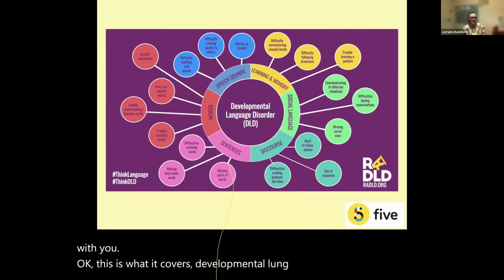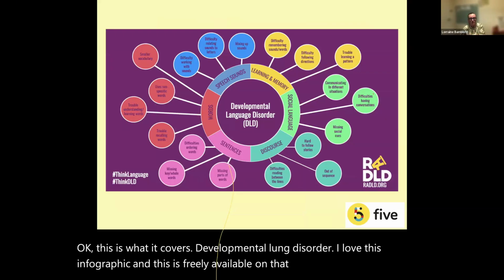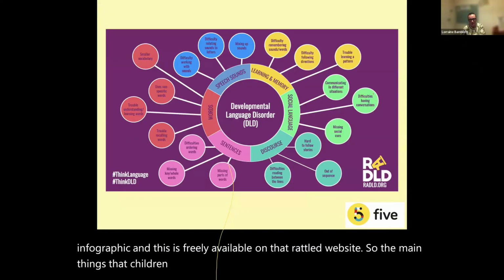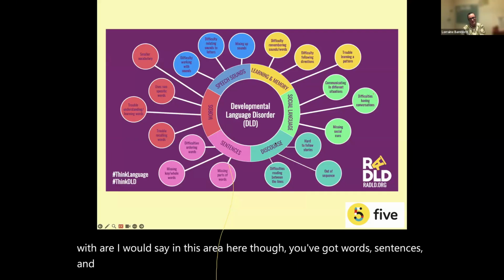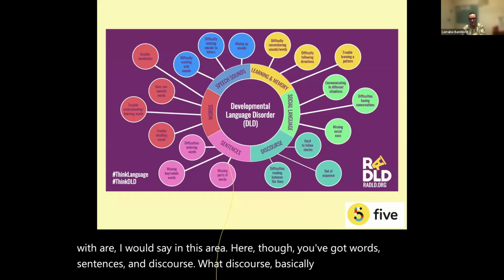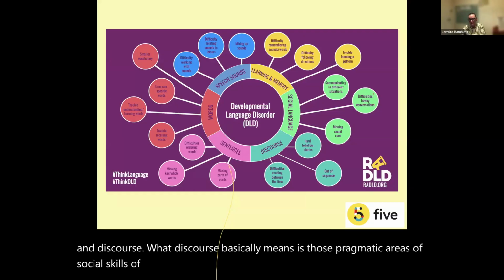I love this infographic. And this is freely available on that Raddled website. So the main things that children with developmental language disorder really struggle with are, I would say, in this area here. You've got words, sentences, and discourse. What discourse basically means is those pragmatic areas, those social skills of language. Those conversations that they're going to be having.